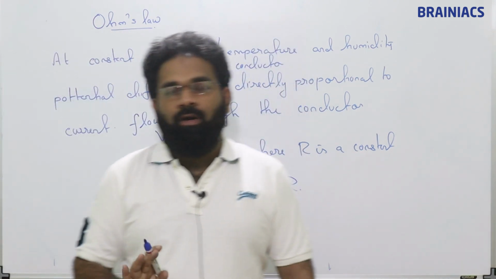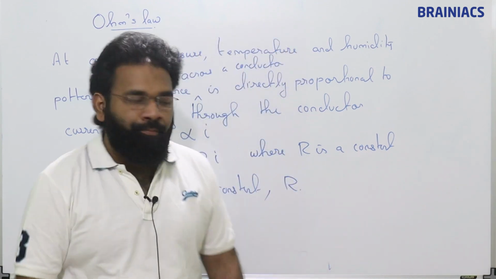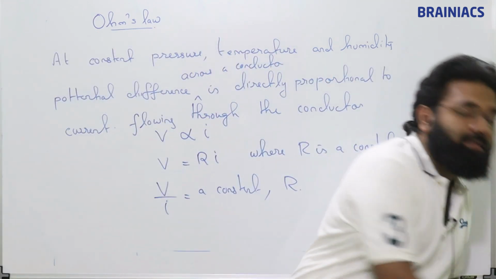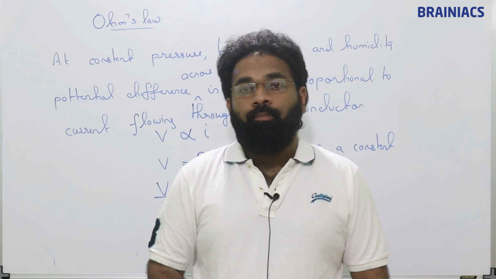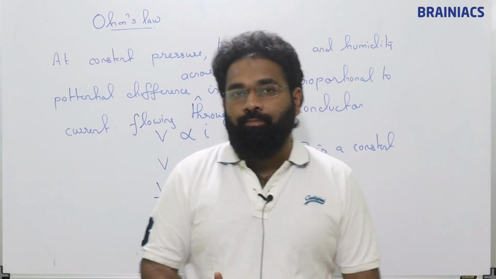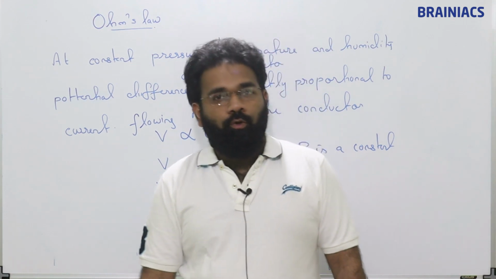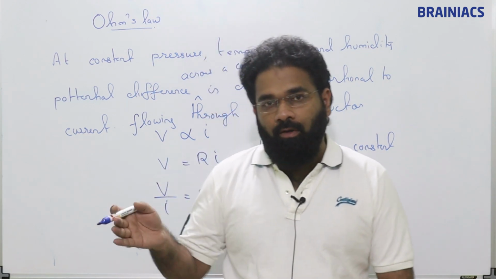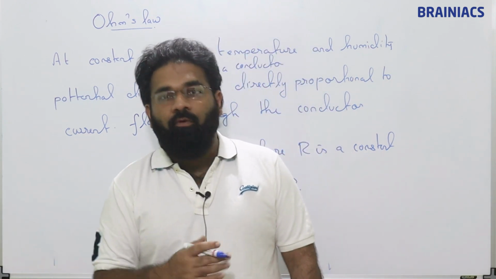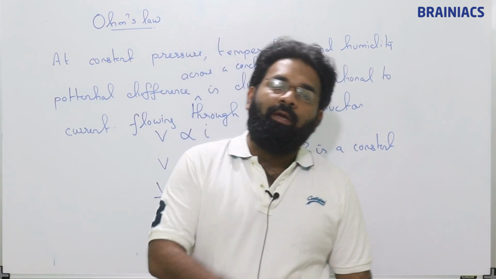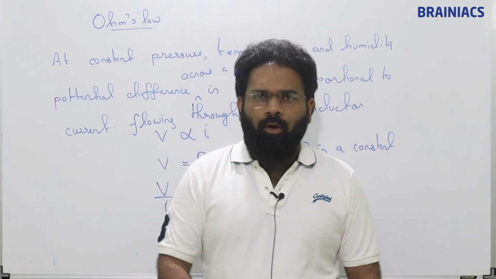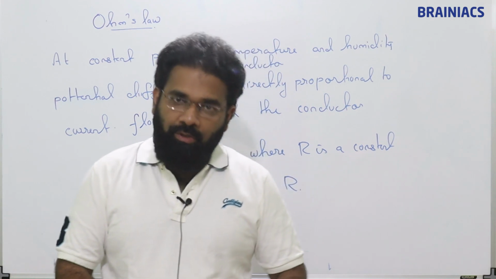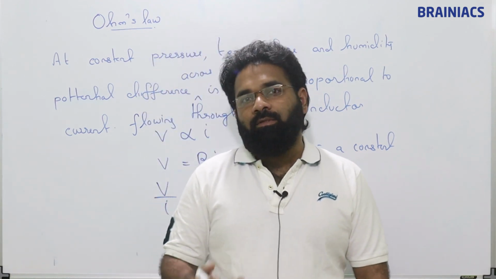Obviously, even if you don't write it, this is well understood, but I added it for better clarity. For example, current at a constant resistance. So here resistance is constant. If the physical conditions like temperature, pressure and humidity are constant, then we say potential difference across a conductor is directly proportional to the current flowing through it. So V by I is equal to a constant, which is nothing but resistance. Can we say resistance is always constant?